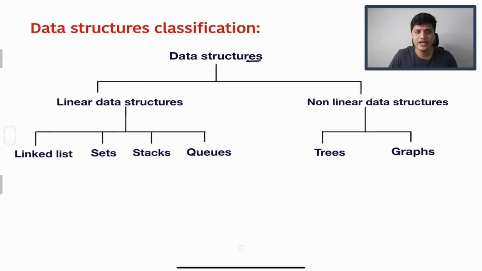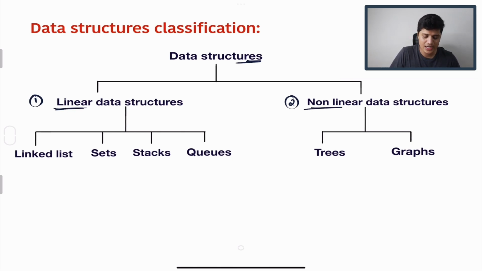Hi everyone, in this video let's try to understand the classification of data structures that we have. Based on the way we are arranging the values in that respective data structure, data structures are basically divided into two types. One is linear data structure and the other is non-linear data structure.